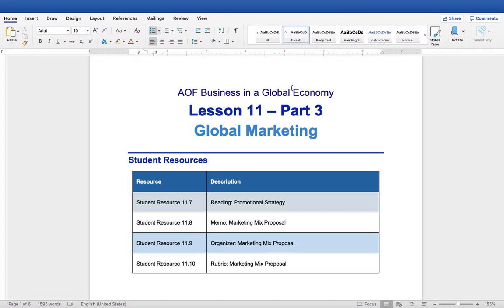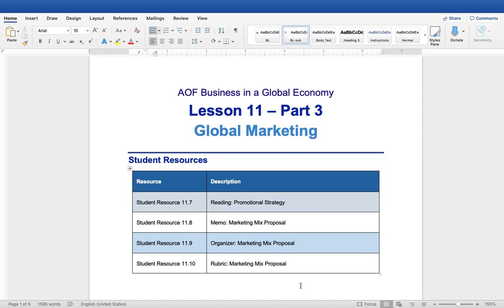This is the last portion of the global marketing lesson. And in this particular lesson, you will compose the last piece of your smart car capstone project before you actually put it all together in your smart car presentation. And you will be creating the marketing mix proposal for the smart car in your assigned BRICS country.